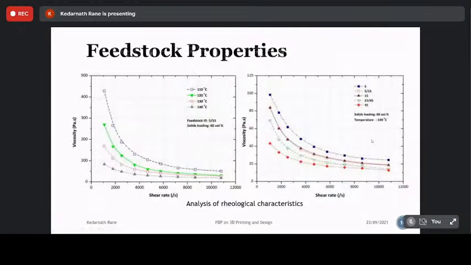When it comes to the feedstock properties, again, we need to test the properties of different constituents at different levels, at different process steps. Here we consider viscosity because it is in the semi-solid form.